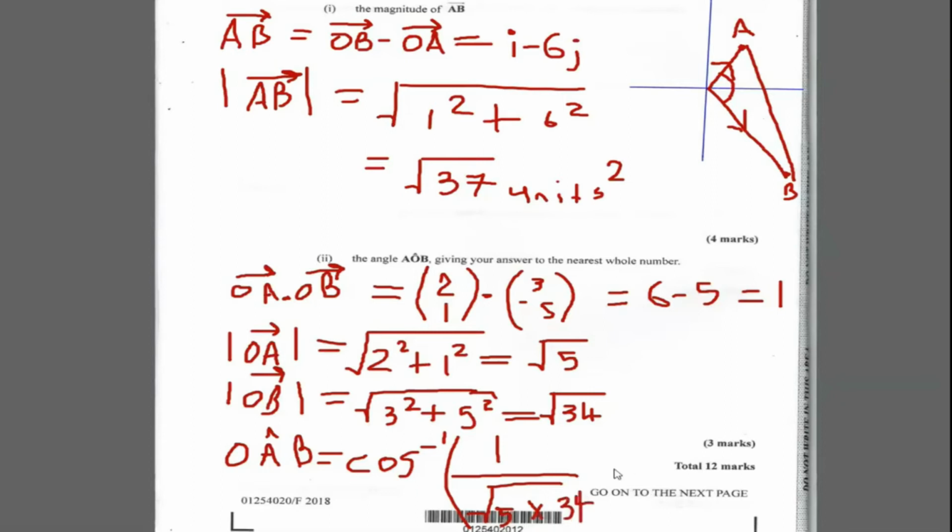When we work this out, what is cos inverse of 1 over the square root of 5 times 34? 5 times 34 is 170. The square root of 170 is 13. 1 divided by 13 is 0.07. Cos inverse of 0.07 is 85.6 degrees. Giving your answer to the nearest whole number is 86 degrees. We can also see it is almost a 90-degree angle. So yeah, 86 degrees, that's angle AOB, so our sketch is relatively accurate. Nice and easy, and that takes care of question 3.